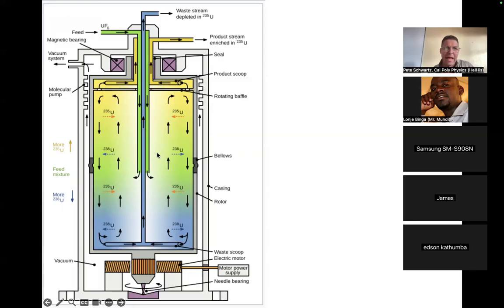Okay? And then this lighter stuff will come to the top and circulate around. So you get this circulation. And you draw the 238 out the bottom and get rid of it. The 235 comes out the top like this. And this is your enriched stuff. Okay?